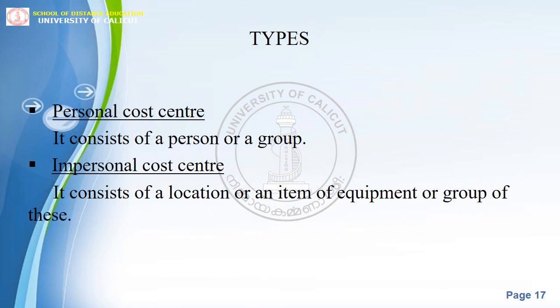There are two types of cost centers: personal cost centers and impersonal cost centers. Personal cost center consists of a person or a group, whereas impersonal cost center consists of a location or an item of equipment or a group of these. For example, factory as a location, machine as an equipment form part of the impersonal cost center.